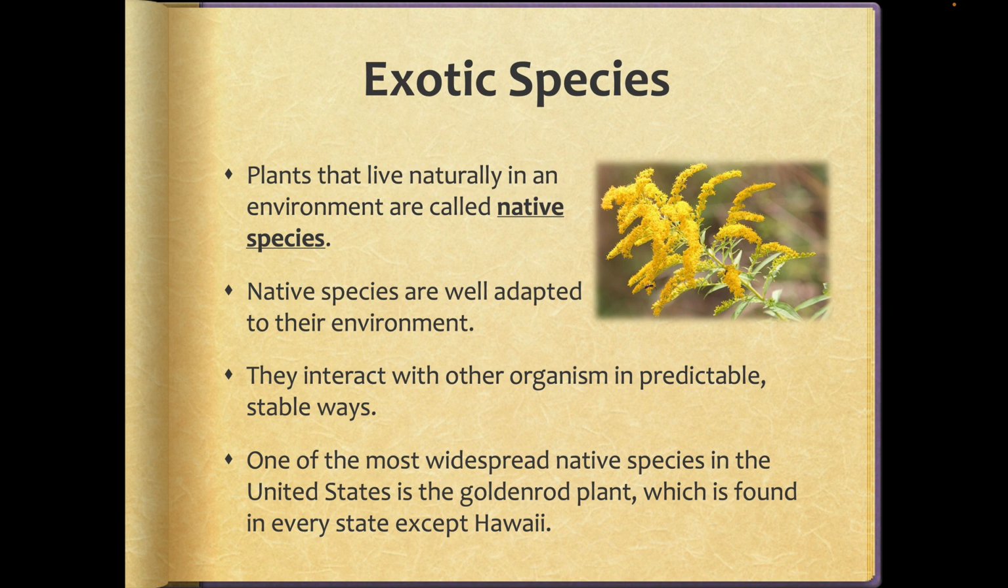Plants that live naturally in an environment are called a native species. Native species are well adapted to their environment. They interact with other organisms in predictable and stable ways. One of the most widespread native species in the United States is the goldenrod plant, which is found in every state except Hawaii. On this slide, you can see an image of the goldenrod plant. This is one of the few pictures in this slideshow that is not an example of an extinct or endangered plant species.